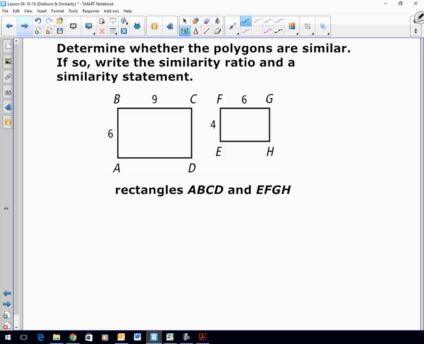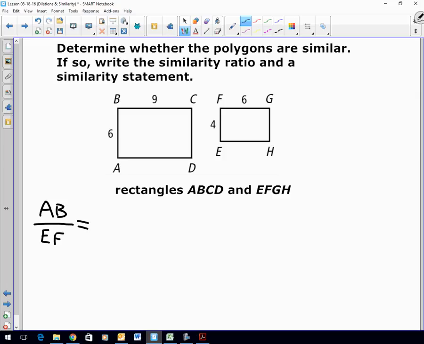Side AB over side EF. See what I did? Side AB over side EF. The left side of both rectangles. Okay, with me so far?